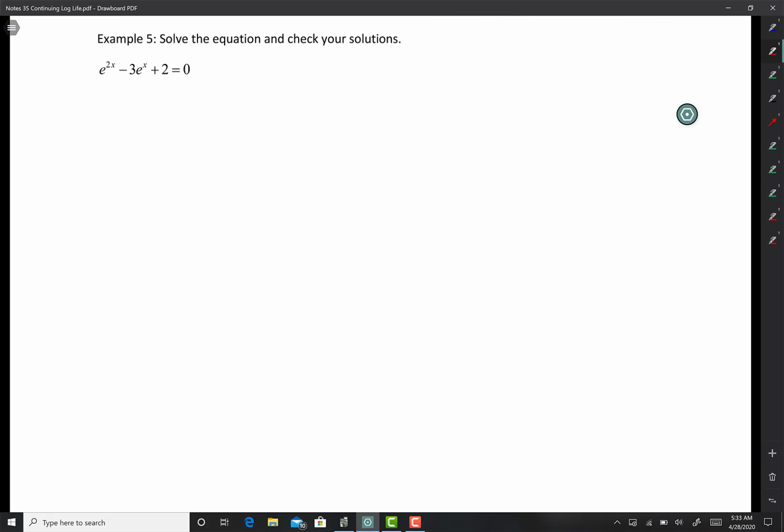At first glance, it says solve the equation and check your solutions. It looks like, okay, how am I going to do that? But it looks very similar to a quadratic, guys. What I mean by quadratic, when you were in Algebra 2, you had x squared. Let me write it the way your Algebra 2 teacher wrote it: ax squared plus bx plus c equals 0, just like we did a little while ago.